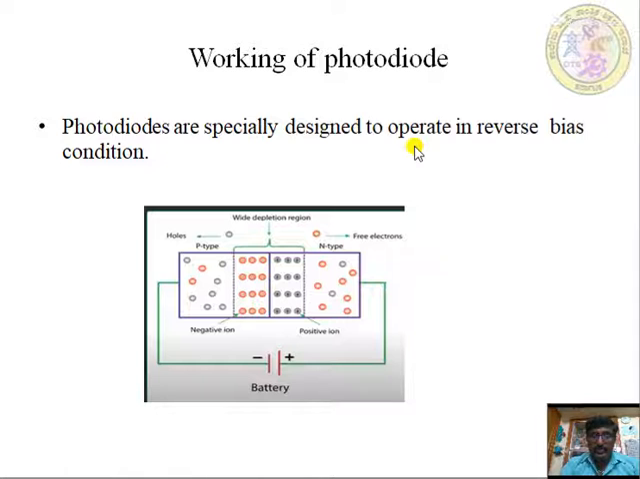Working of a photodiode: photodiodes are specially designed to operate in reverse bias condition. The negative terminal of the voltage source is connected to the P type and the positive terminal to the N type. Here are the positive ions and the negative ions, along with the free electrons and the holes. This is the depletion region, and it is the widest in reverse bias condition, where the radiation takes place.